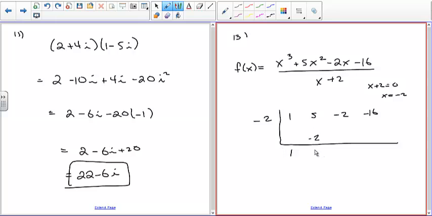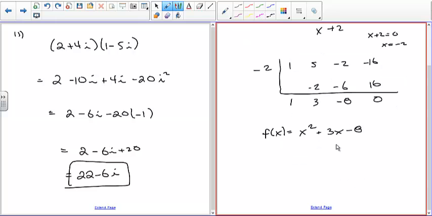Add these, you get 3. -2 times 3 is -6. Add these two together, you get -8. -2 times -8 is +16. Add those together, you get 0. So that's what I was looking for. And then you'd use the remaining coefficients to rewrite the equation. I wasn't just looking for that, I was looking for what f of x is equal to, and it's equal to x squared plus 3x minus 8.